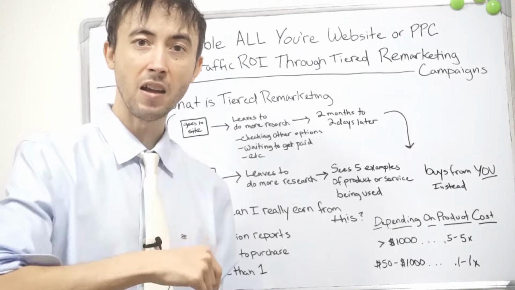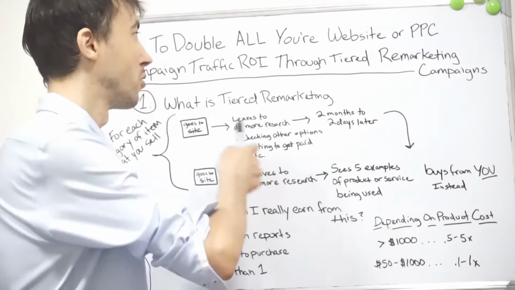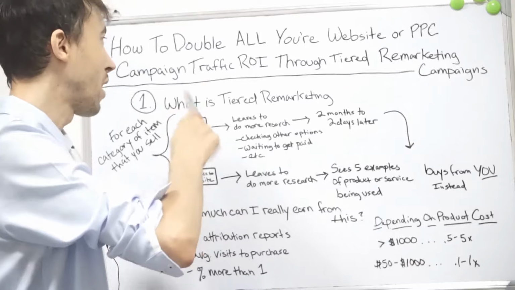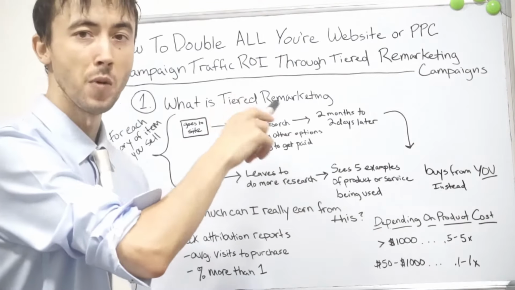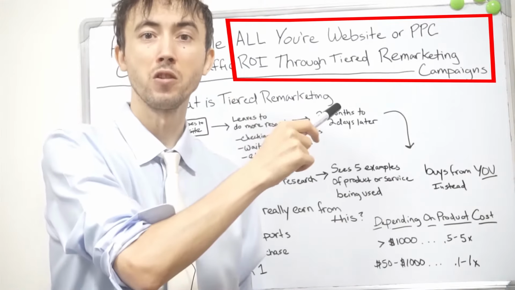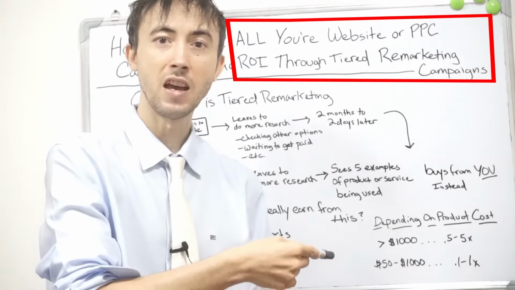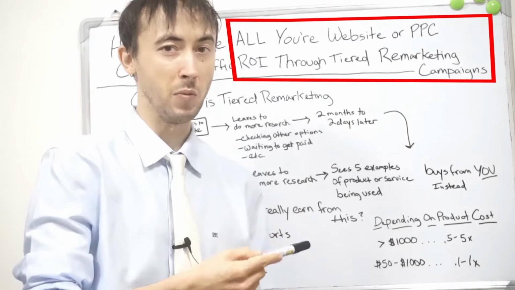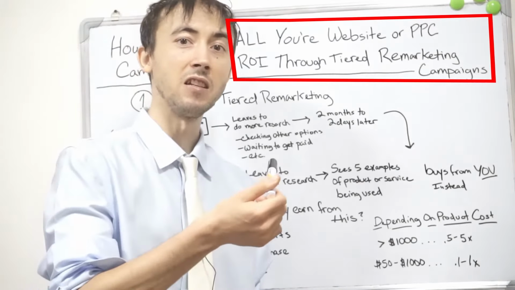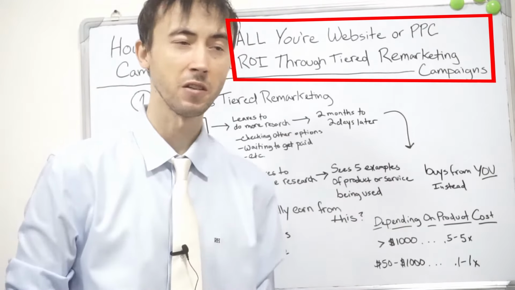But not only from that PPC traffic, but all your traffic, organic traffic, and so on and so forth. So anyway, today's video: how to double all your website or PPC campaign traffic ROI through tiered remarketing campaigns. It should be all your traffic, referral traffic, whatever traffic you have coming into your site, since I never just remarket PPC traffic only, because you get a 2-for-1, setting up stuff that is necessary to make your PPC campaigns work, and make all of your traffic work.